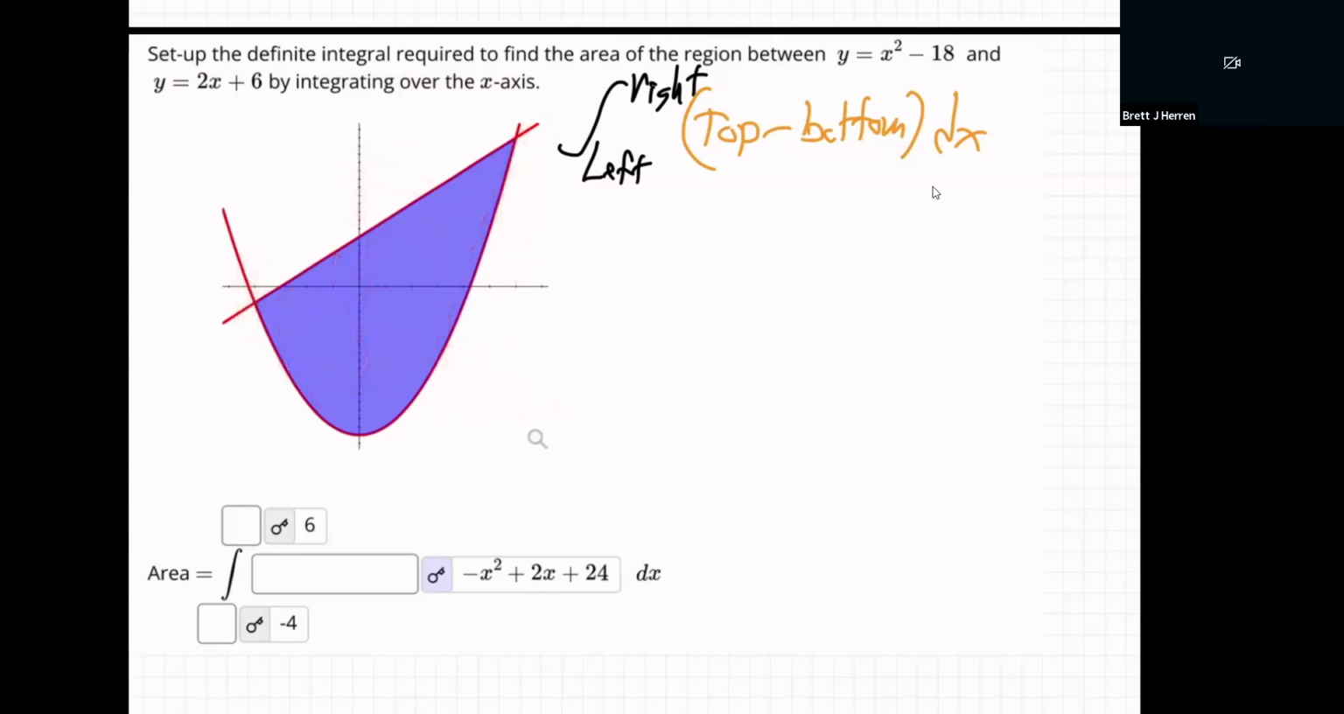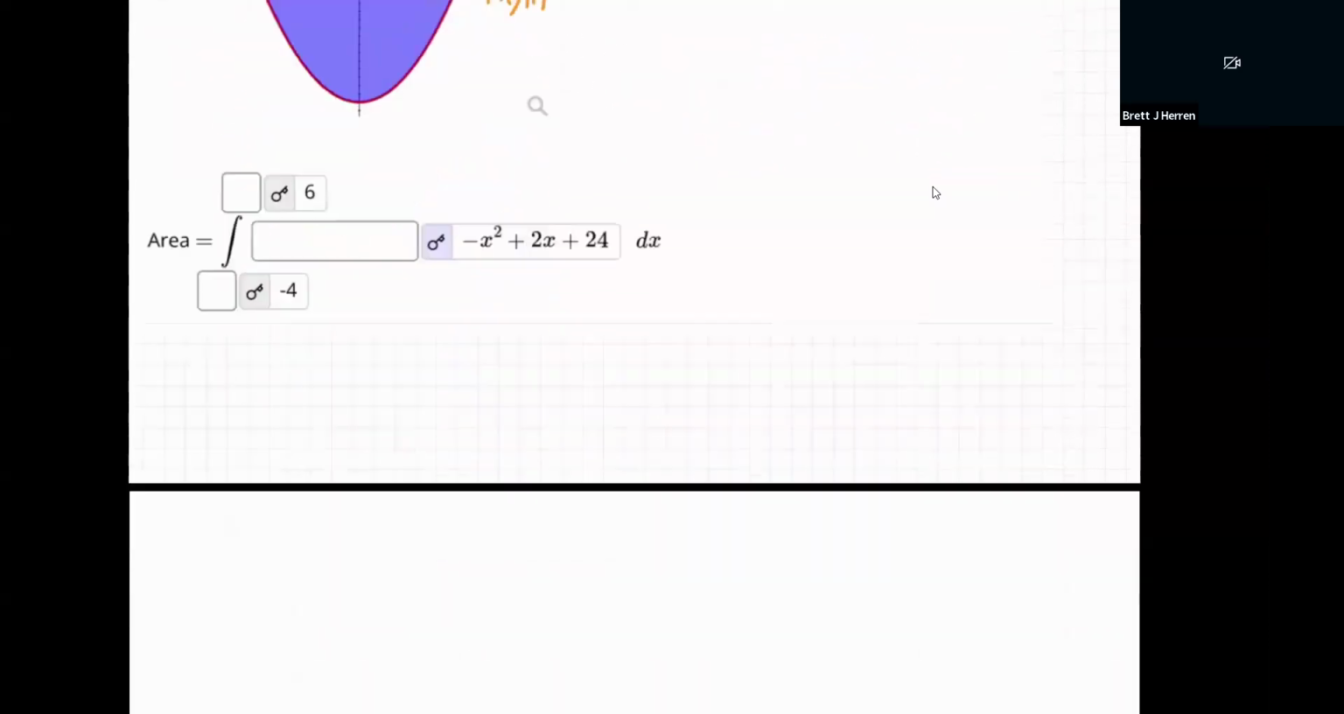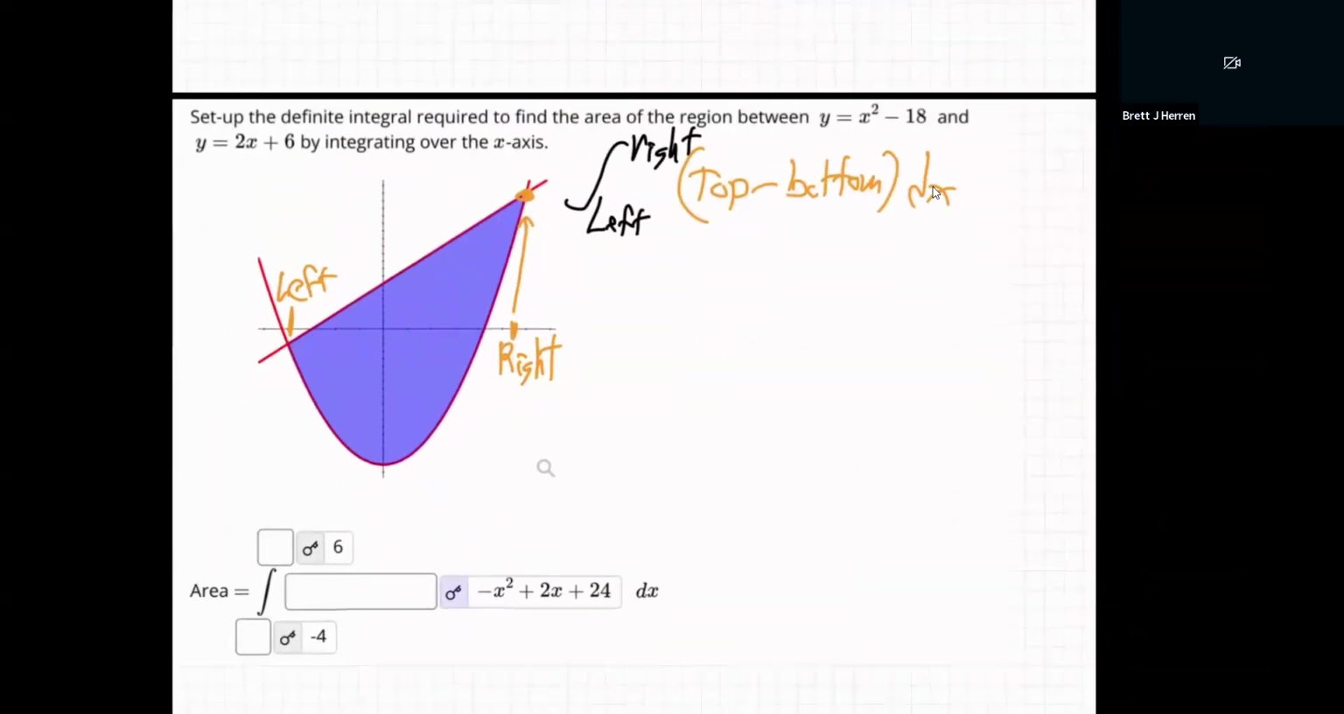So first off, we got to find the left and the right. So here's the left, and here's the right. We're talking about where they intersect. So let's go over here and find that. So to find, or maybe I'll just do it right here. So how do we find it? We've got to find the 2 points where they intersect.